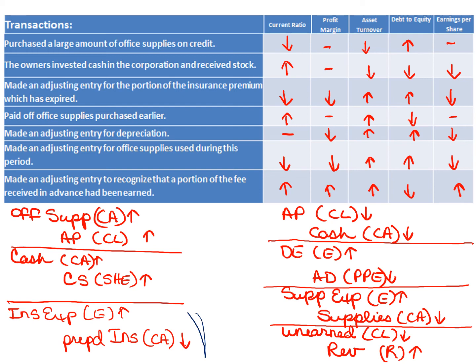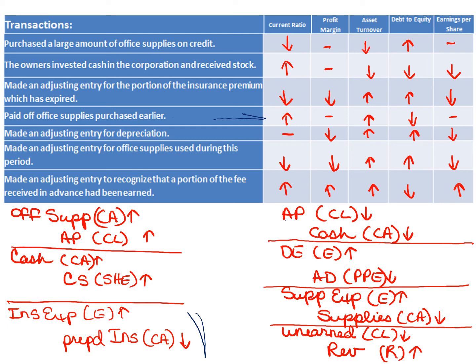When we paid off the office supplies that we purchased earlier, that means I'm not getting new office supplies or using office supplies, but I'm paying the office supply bill, which is a debit to accounts payable and a credit to cash. So for that, notice the pattern. No impact on income statement ratios.